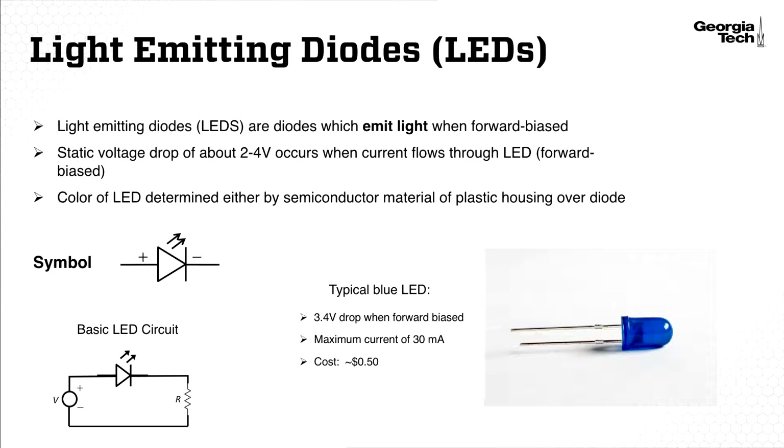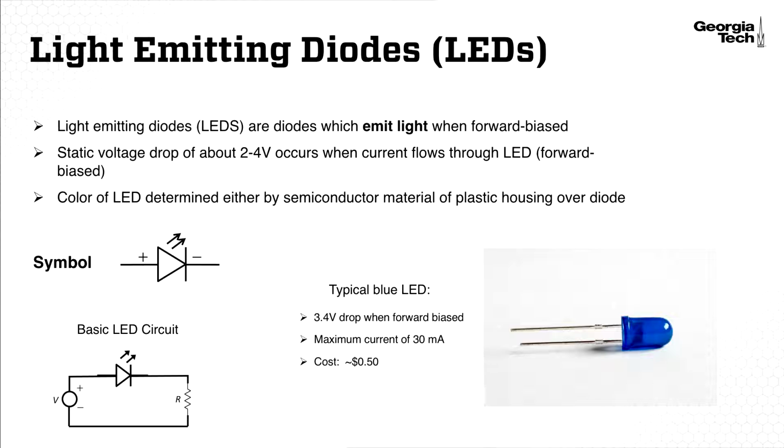There's a certain type of diode that's very well known, called a light-emitting diode, or LED. Light-emitting diodes are a particular type of diode that emit light when they're forward biased. For these diodes, there's a static voltage drop of about 2 to 4 volts when current flows through the LED. The color that the LED emits is determined either by the semiconductor material within that diode or the plastic housing over the diode.